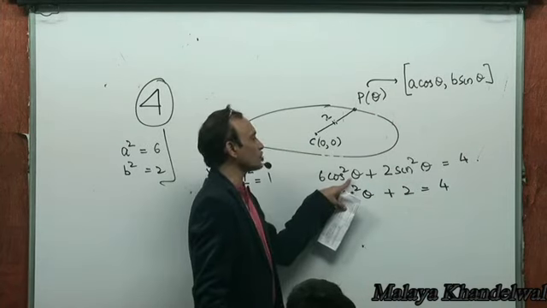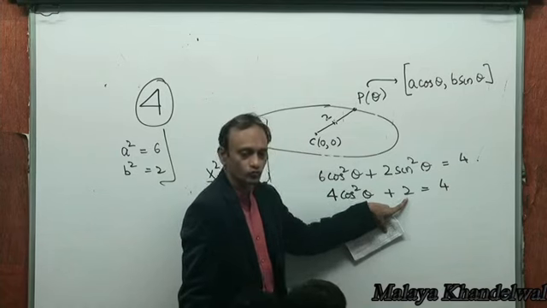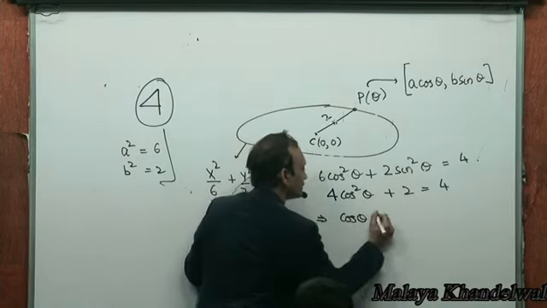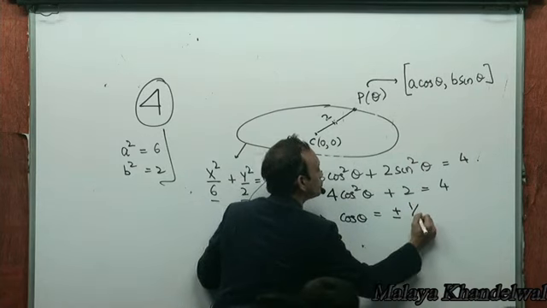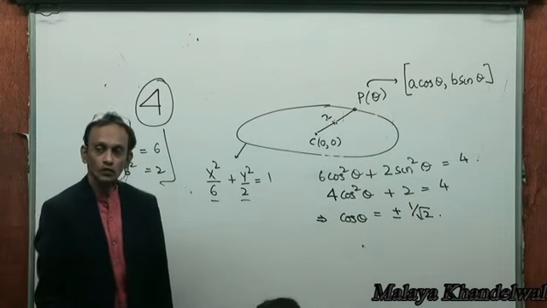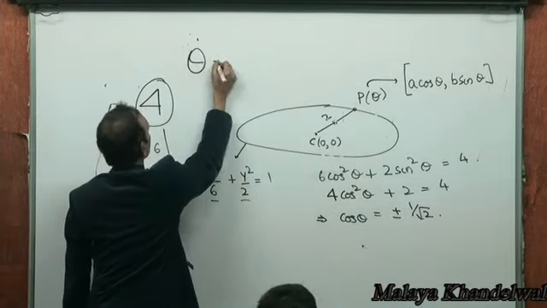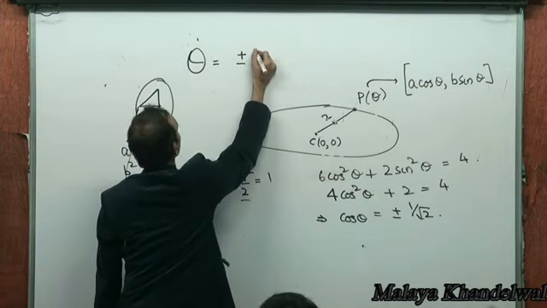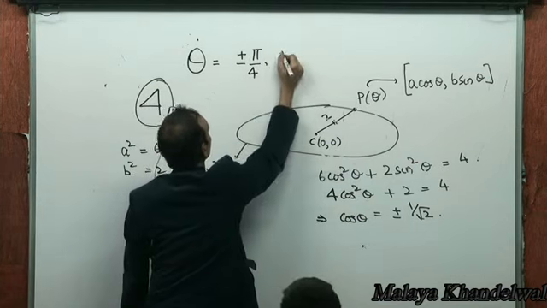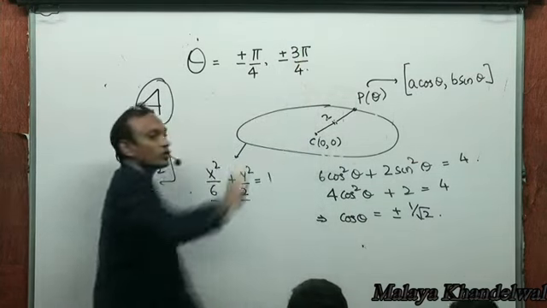This I can break as 4 cos squared theta plus 2 cos squared theta, which when added to 2 sin squared theta will give me 2. Right? So this gives me cos theta equal to plus minus 1 by root 2. And this clearly gives me 4 values of theta. Theta could have been plus minus pi by 4 and plus minus 3 pi by 4. These are the 4 values of theta that are obtainable from this.